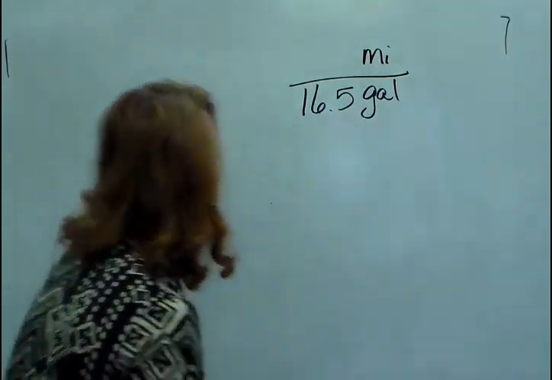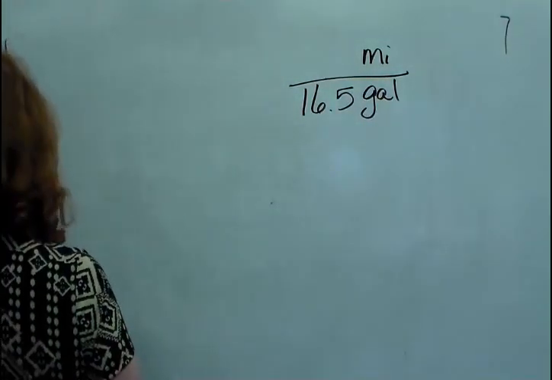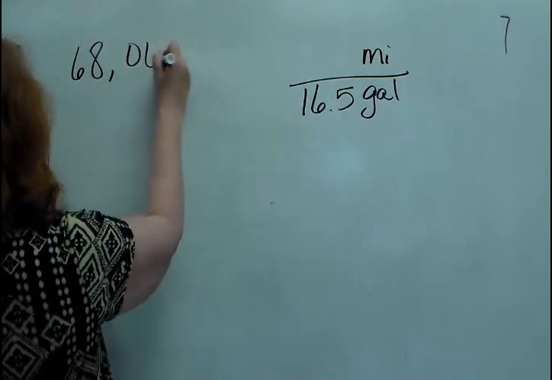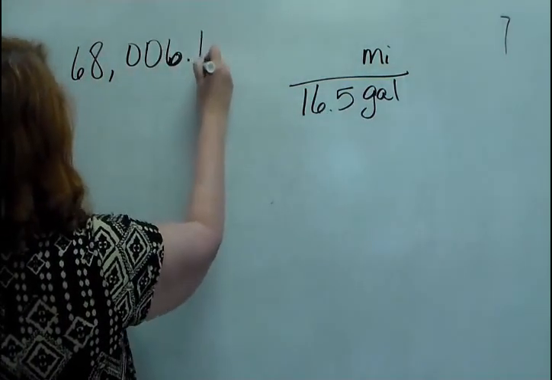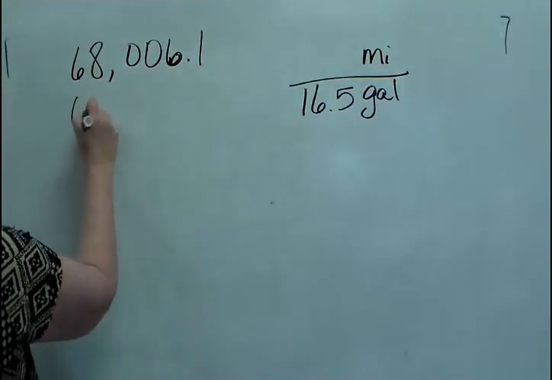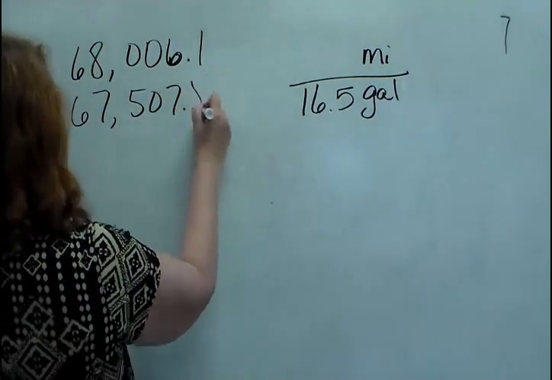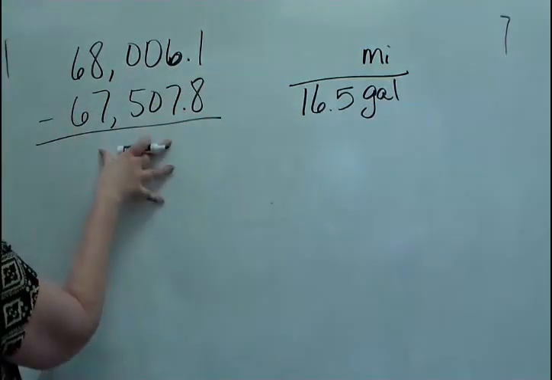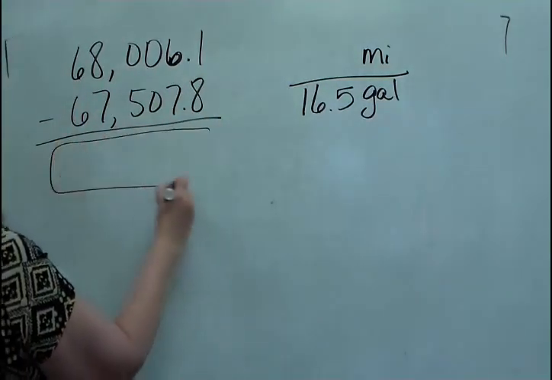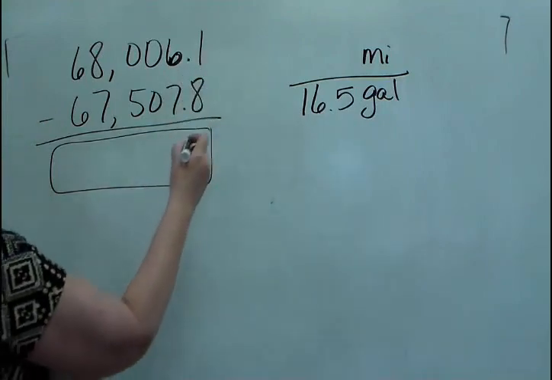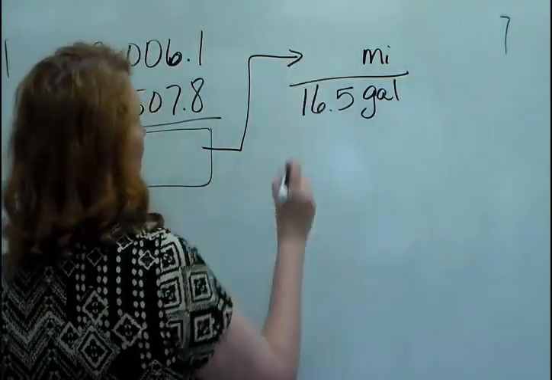So she filled up at 68,006.1, and before it was 67,507.8. First thing we have to do is subtract these to get how many miles she went since her last fill up. That number goes here.